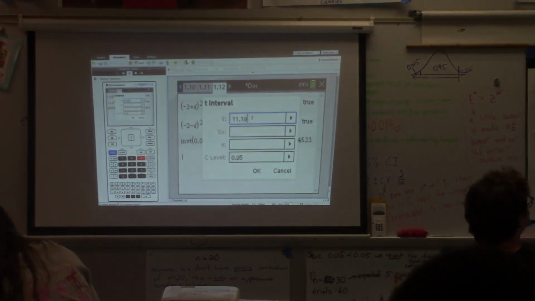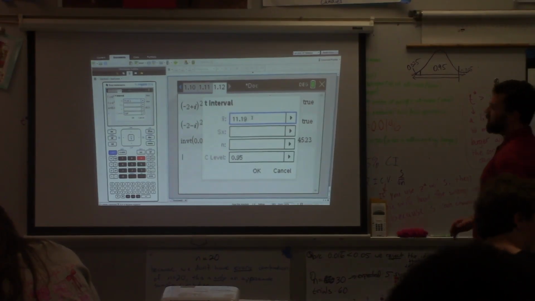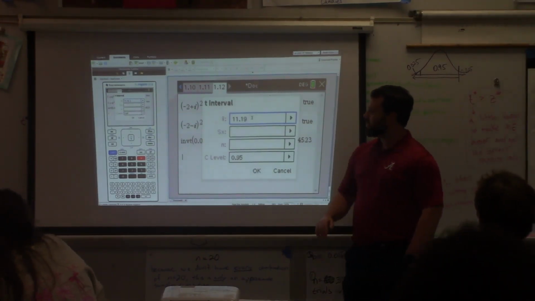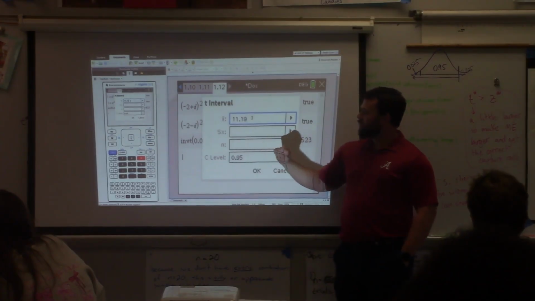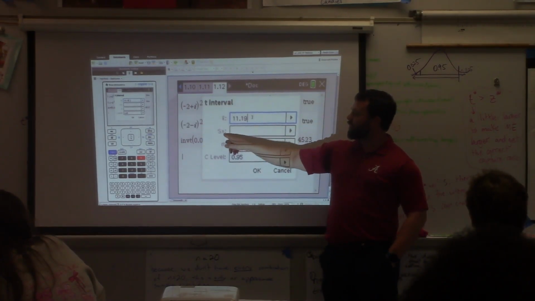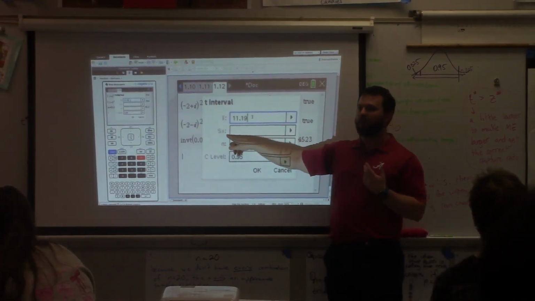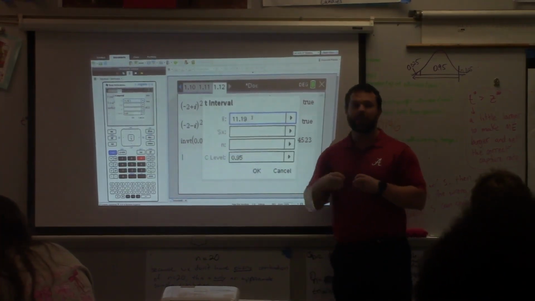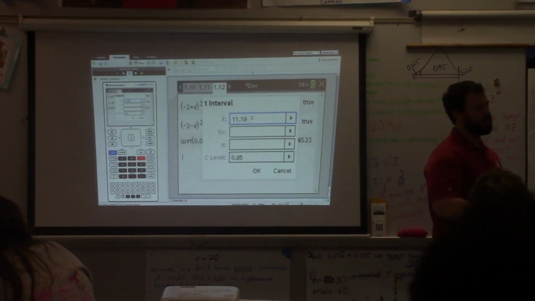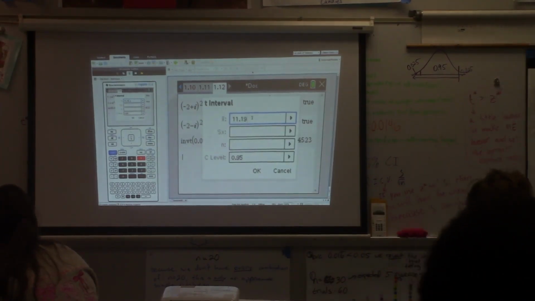Now, Madeline, because you did this earlier, what do you have to be careful of? Just put X, not X bar, standard deviation. This is S. So this is not standard error right here. This is not S sub X bar. It's just S sub X. That is just the standard deviation of the sample, not a sampling distribution.